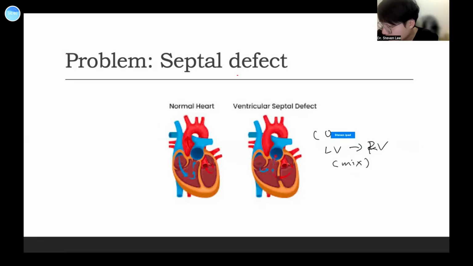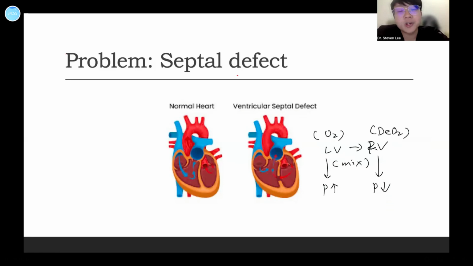So left ventricle is oxygenated blood, right ventricle is deoxygenated blood. Sebab your left ventricle pressure is higher. Your right ventricle pressure is lower. Blood always go from higher to lower pressure. So this is what we call as a left to right shunt in medicine.